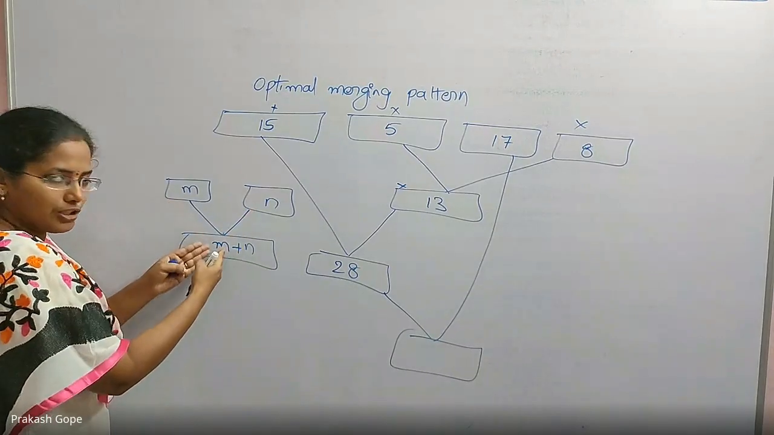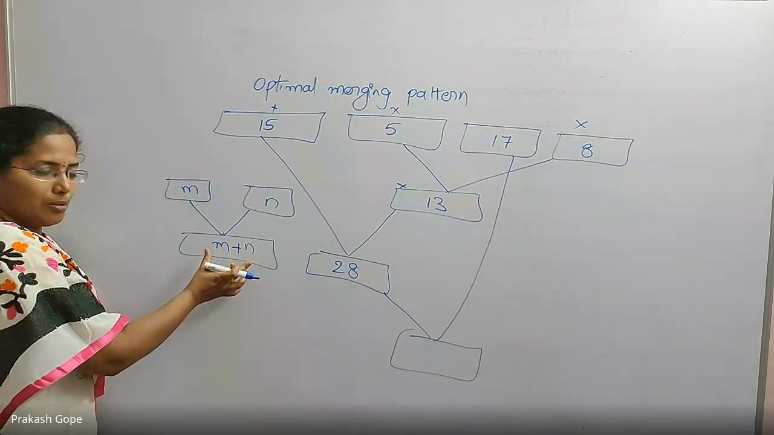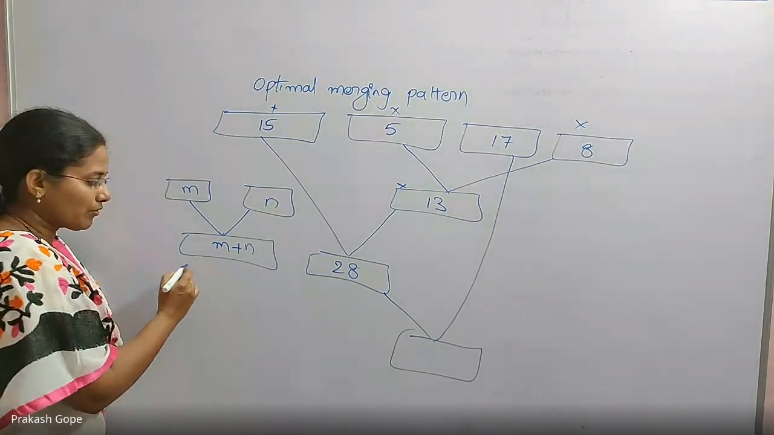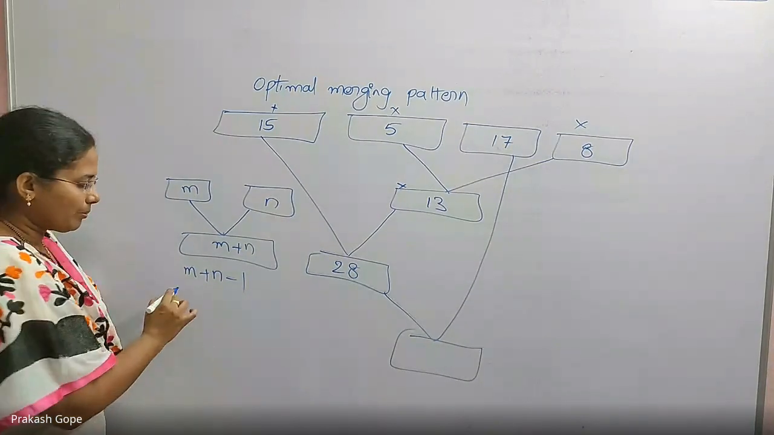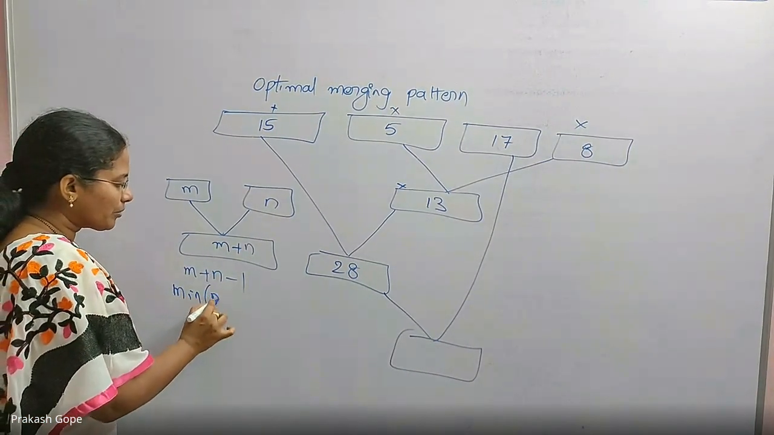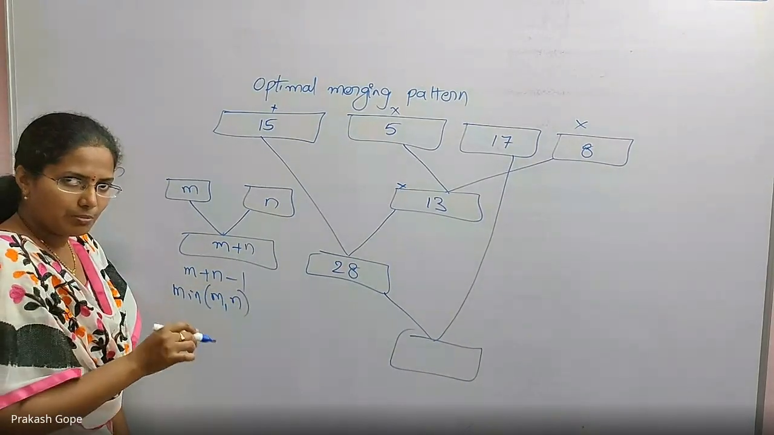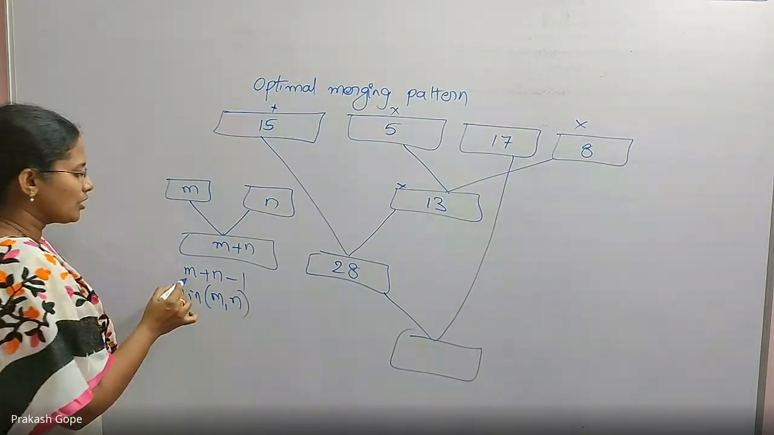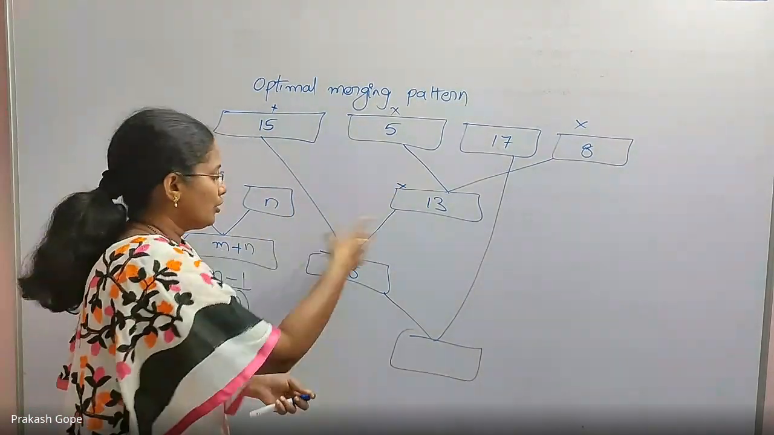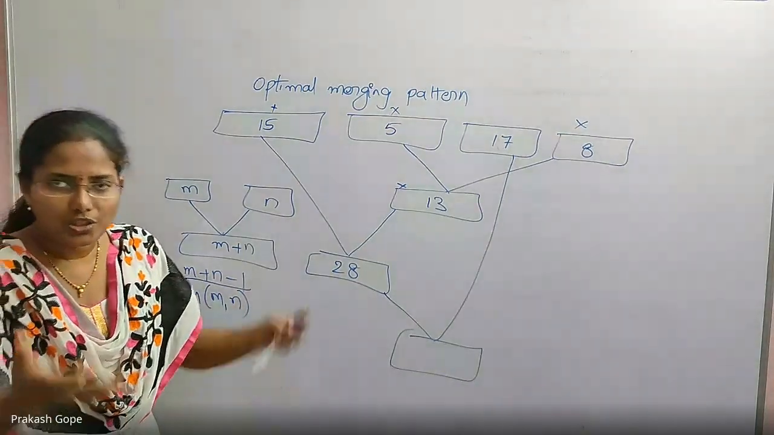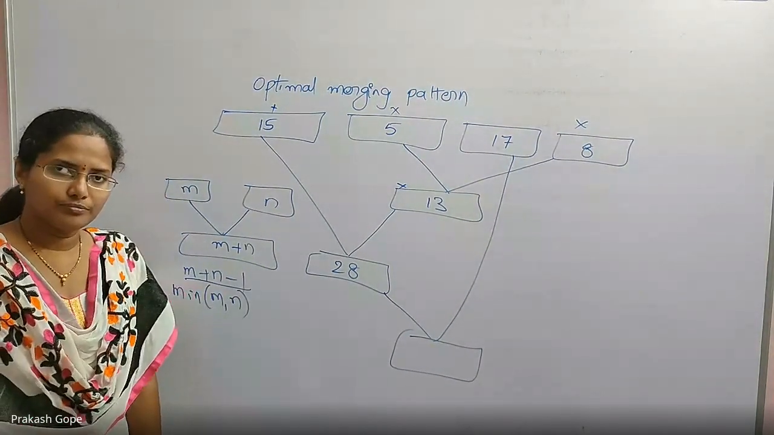If you are merging these two files into one single array or file, the number of records will be this, but the worst case number of comparisons is m plus n minus 1. The minimum number of comparisons is the minimum of m comma n. Yesterday we discussed this, correct? So the question is about the maximum or worst case number of comparisons, so we will consider this formula. In each and every merging, you will consider the worst case number of comparisons and finally sum them up. That's all. This is how we do it.